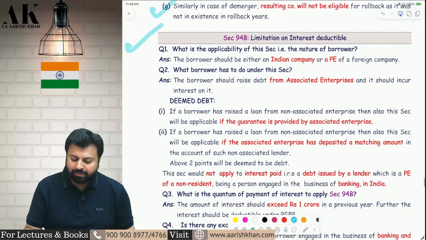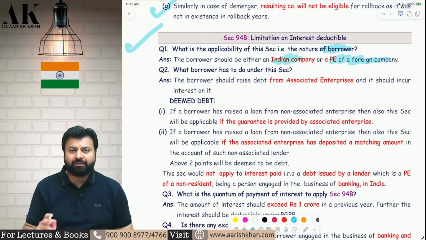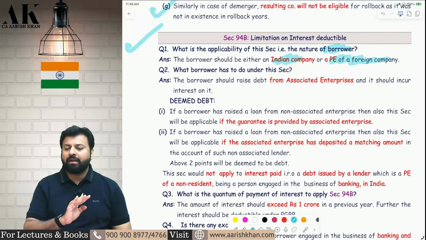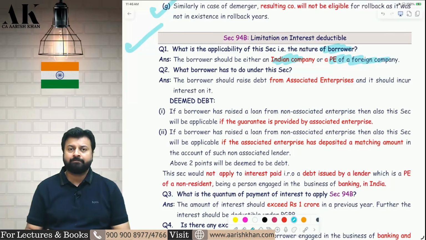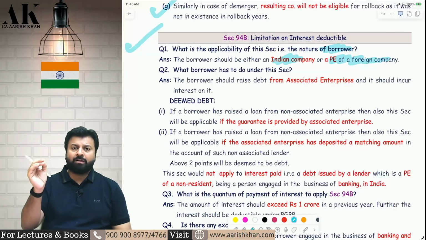So for that purpose, who is the borrower? The borrower can be two persons: an Indian company or a permanent establishment of a foreign company. Only companies are covered, no person other than a company is covered. The borrower can be an Indian company or a permanent establishment of a foreign company. No other person can be called a borrower.